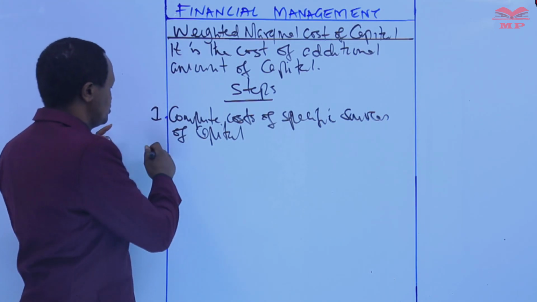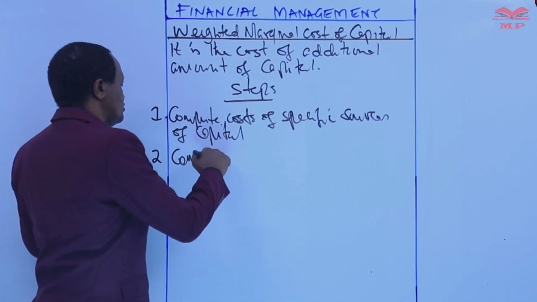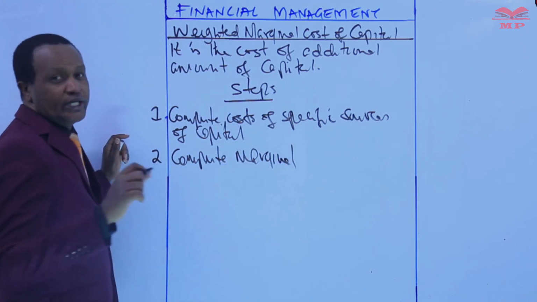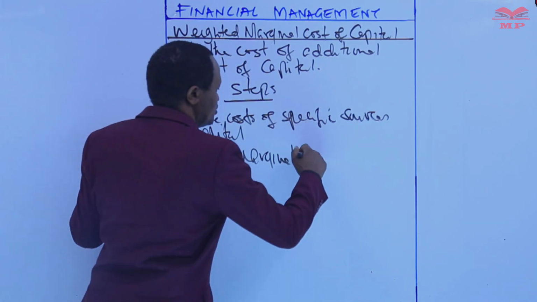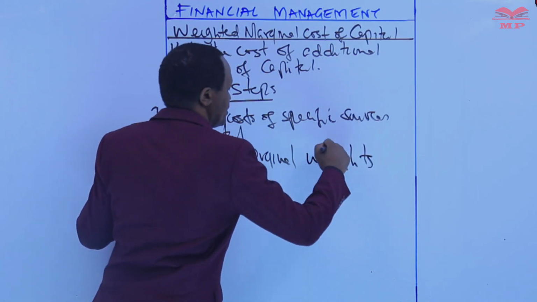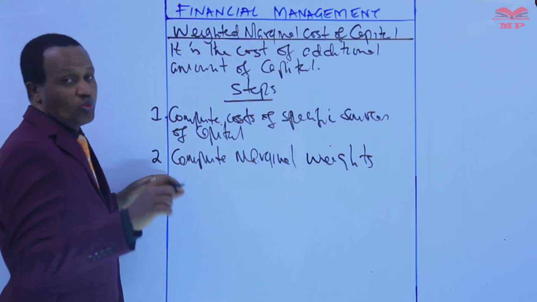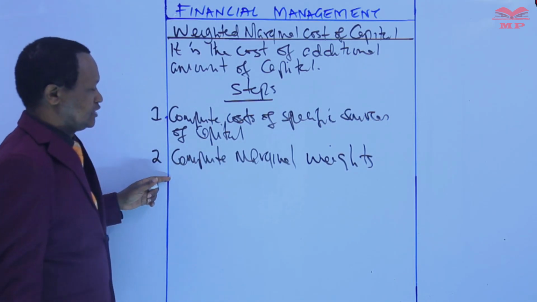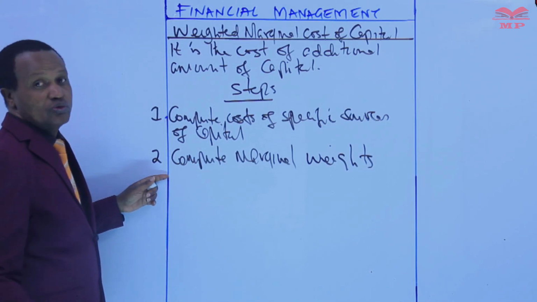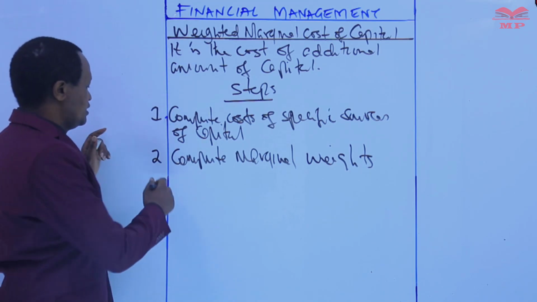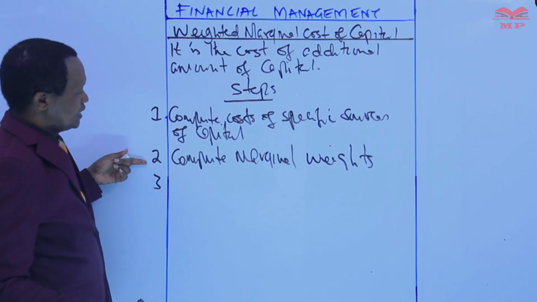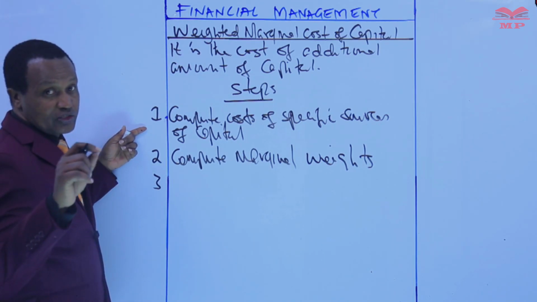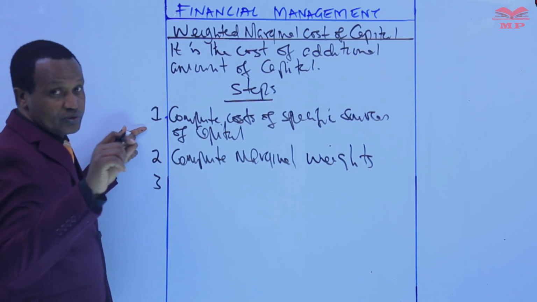Step number 2, compute the marginal weights. Compute the marginal weights of the sources of capital required for additional financing. Then the third step is to multiply the marginal weights with the specific cost of capital. You multiply the cost of the specific sources of capital with marginal weights.